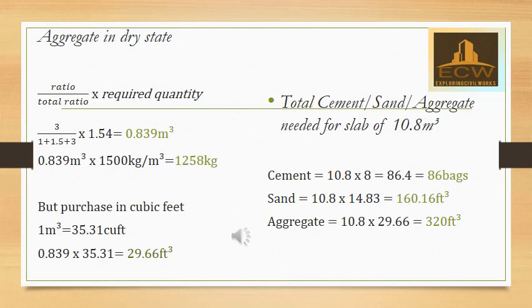With this, we have to convert it into cubic feet, since that's how we purchase from the market. So 1 cubic meter equals 35.31 cubic feet. You multiply it, you get 29.66 cubic feet. If you want to know it in kilograms, just multiply it by the density of the aggregate, so that cubic meters takes care of cubic meters, giving your answer in kilograms. Now we have found the number of bags of cement we have to buy, the quantity of aggregate, and the quantity of sand we have to purchase for a cubic meter.